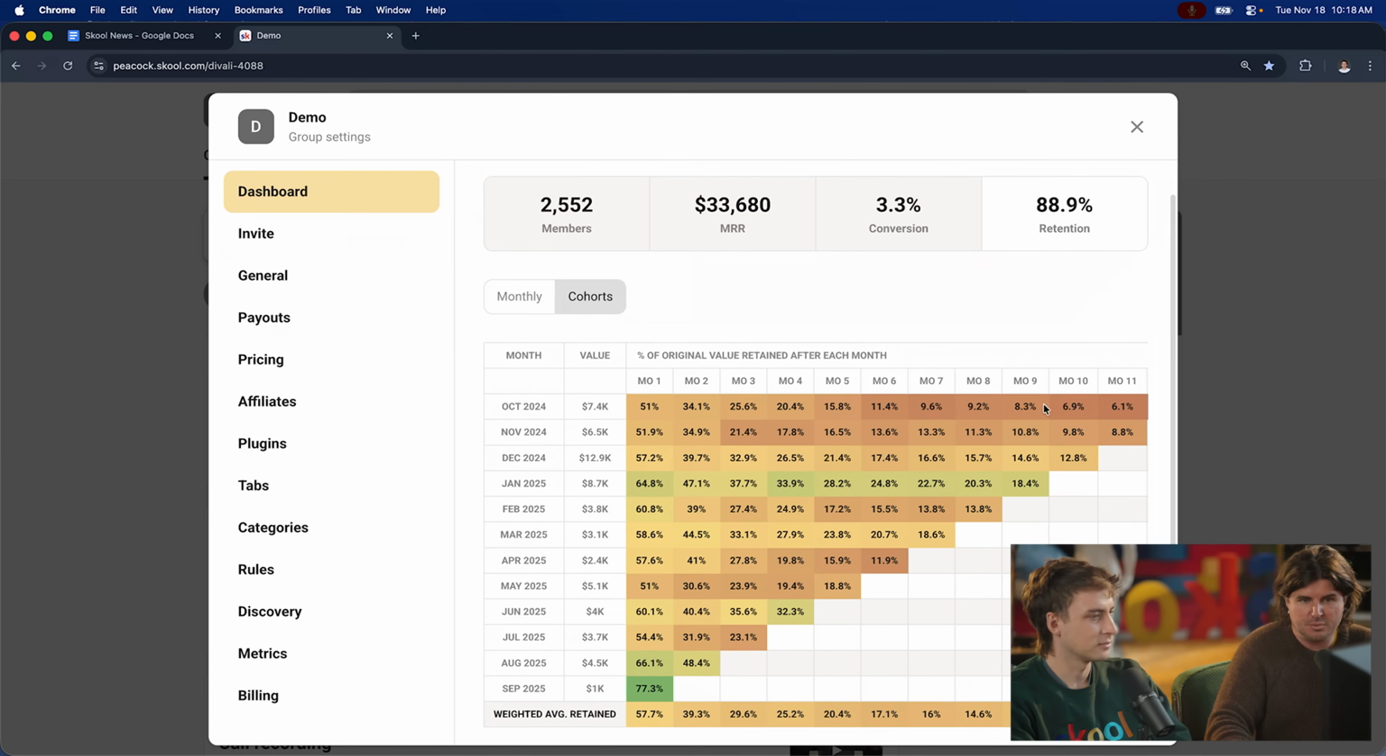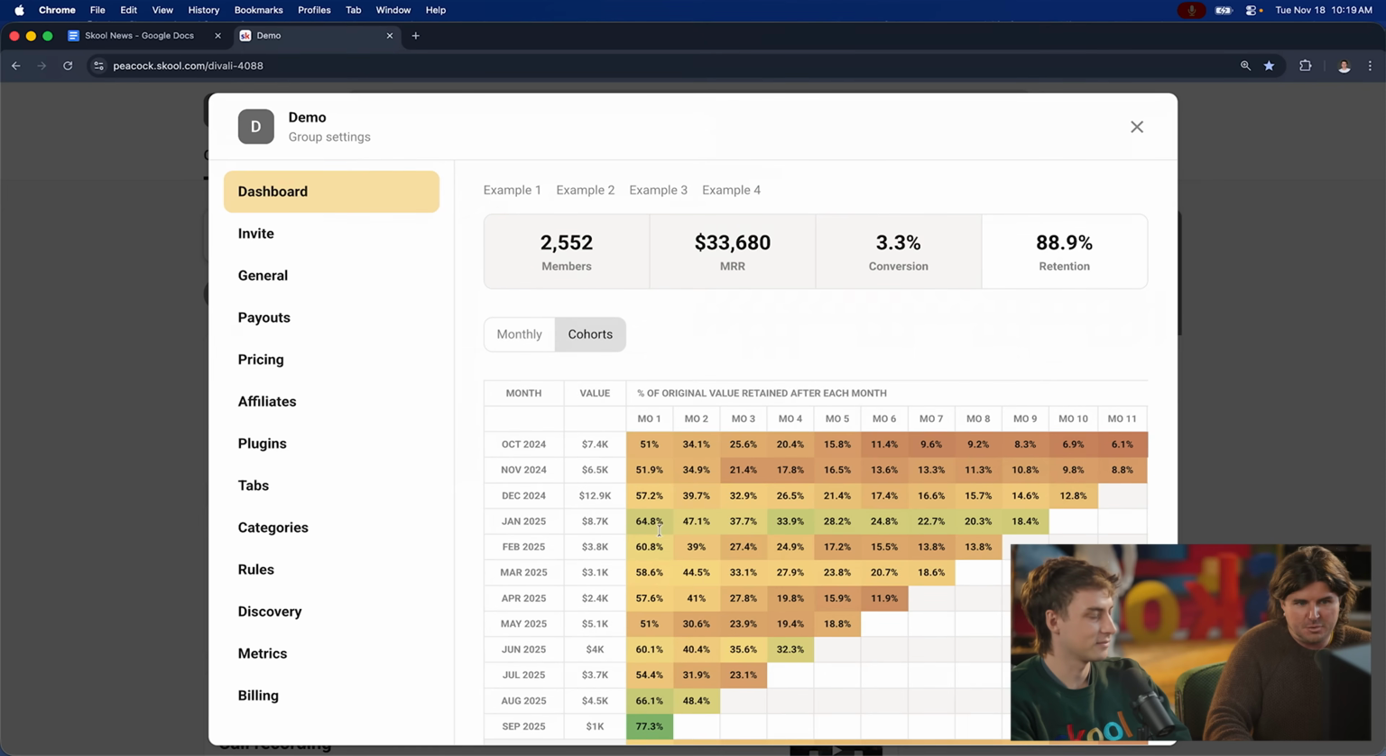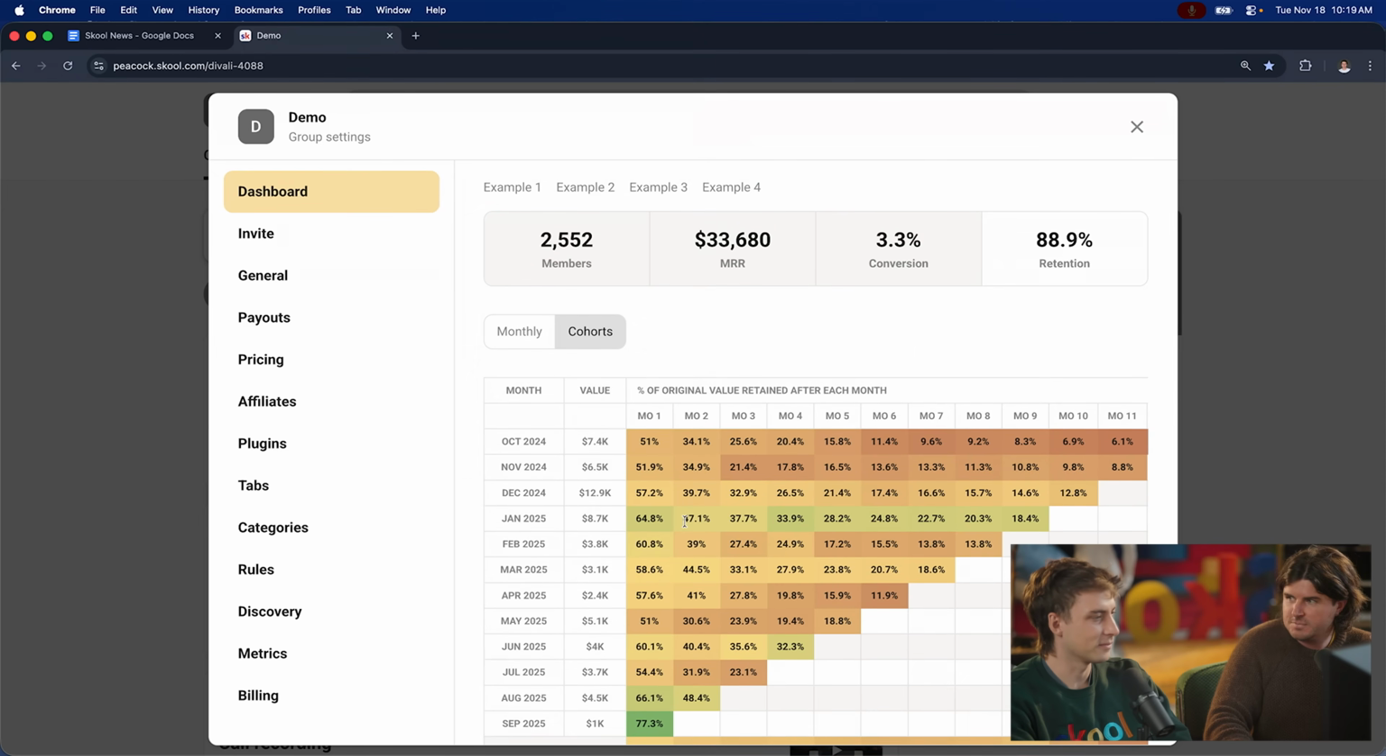So we did something pretty cool with this coloring, actually. We looked at all the groups on Skool, like all of them. And we found the average revenue retention in each month, like month 1, month 2, month 3, month 4. And then what we do is we color these cohorts based on how you compare to the platform average. So it's a light shade of green if you're about average. It goes more red the more below average you are, and more green the more above average you are. That's pretty cool.